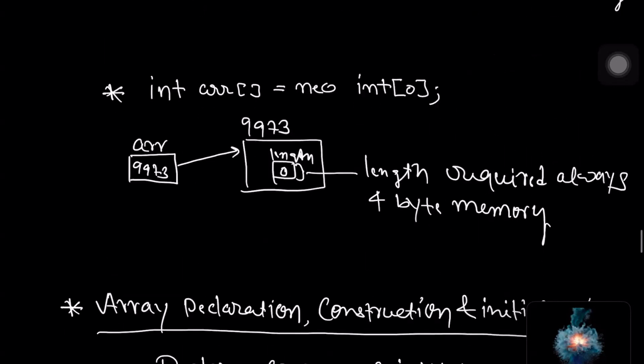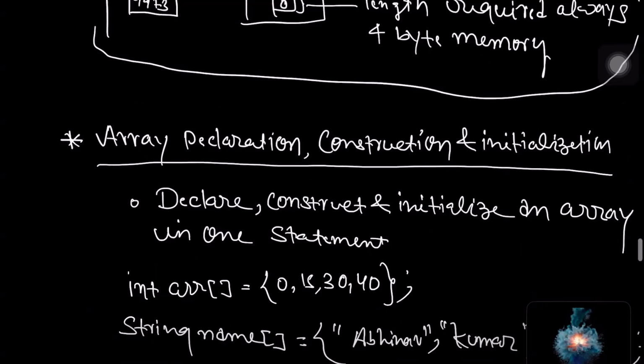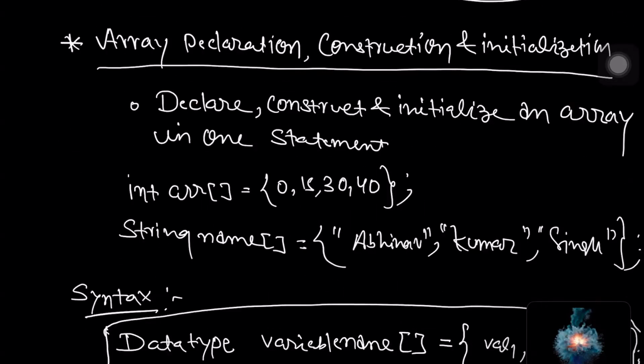Right now, you'll see what will happen when we have int arr equal to new int with 0, because I have given 0 as the size. Here it's a similar thing, the only difference is it will only occupy memory for length, which is 4 bytes of memory, because it's 0 and there are no indexes. So that is how it will occupy memory. Now we have declared the array, we have done declaration and construction, and then we have initialization also.